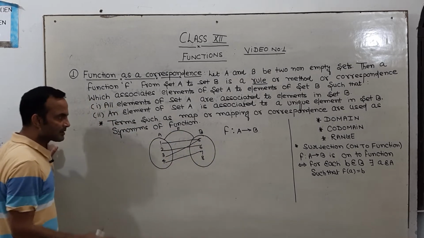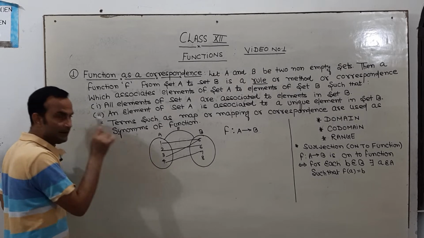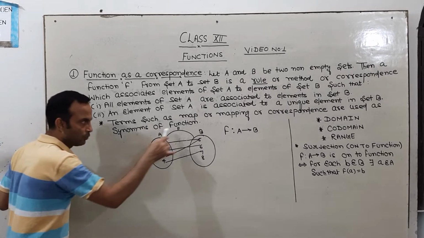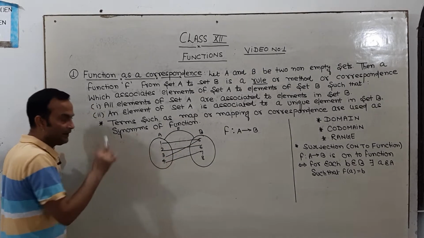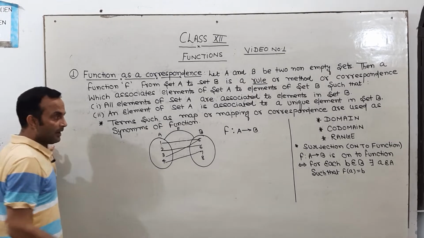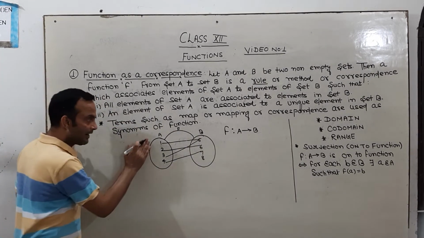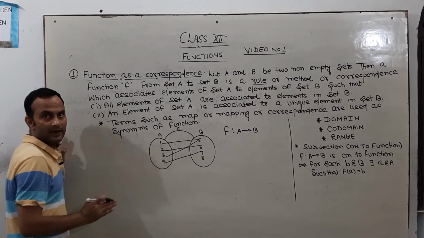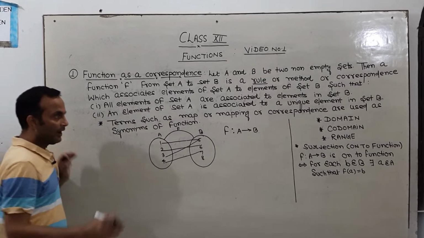My dear students, listen very carefully. This is said to be a function when each element of set A has some image in set B. यानी set A के अंदर जितने भी एलिमेंट्स हैं उनकी कोई ना कोई इमेज set B में होनी चाहिए.